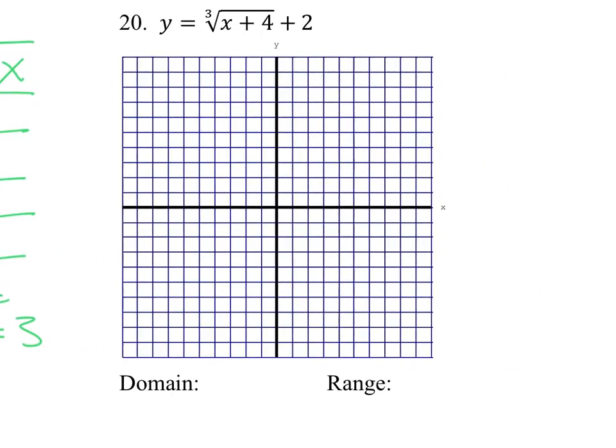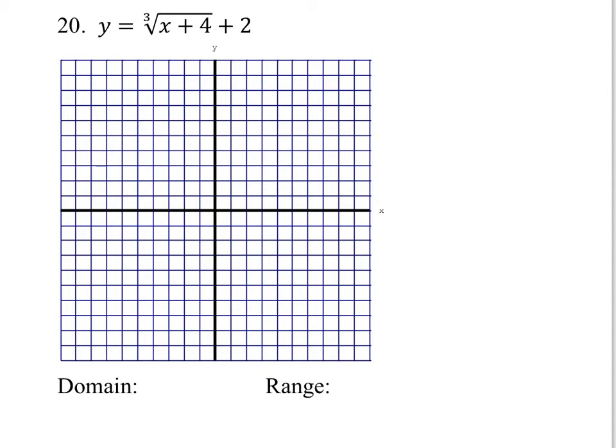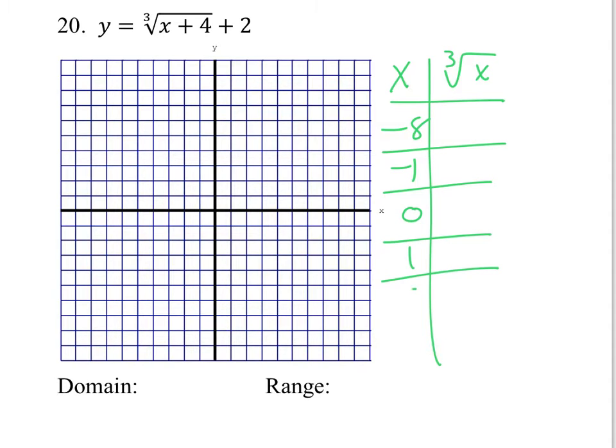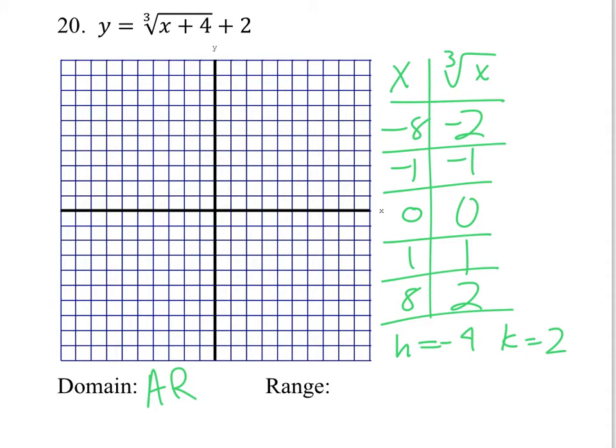All right, let's move on to number 20. Oh, I don't even have a stretch or compression here. So it's just going to be x and the cube root of x. Get rid of a little bit of this here. There we go. So just cube rooting the x because a is 1. So cube root of -8 is -2. -1, 0, 1, and 2. H is a -4. K is a +2. Again, remember, domain and range are all real numbers. Don't forget to put that in there.